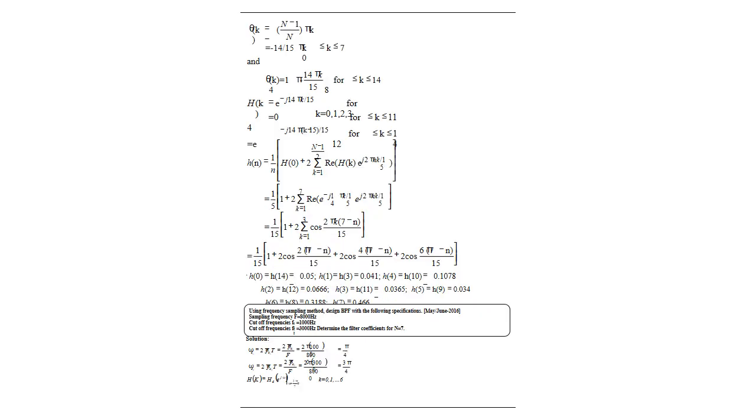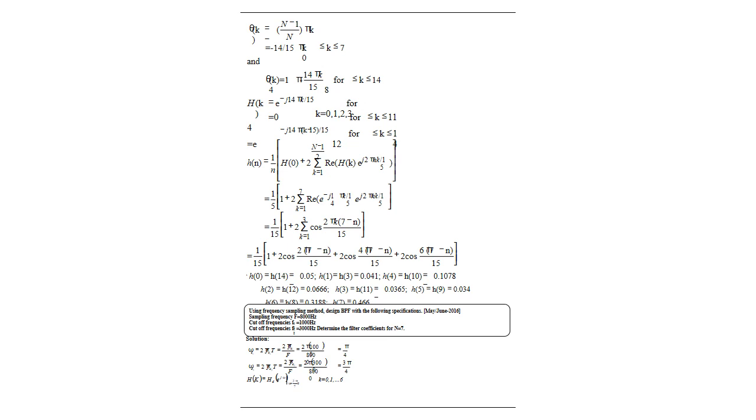There is theta k is equal to n minus 1 by n pi k. So that is minus 14 by 15 pi k, for 0 less than or equal to k less than or equal to 7. And theta k is equal to 14 by 15 pi (k minus 15) for 8 less than or equal to k less than or equal to 14. So that is h of k is equal to e to the power of minus j 14 pi k by 15 for k is equal to 0, 1, 2, 3 etc.